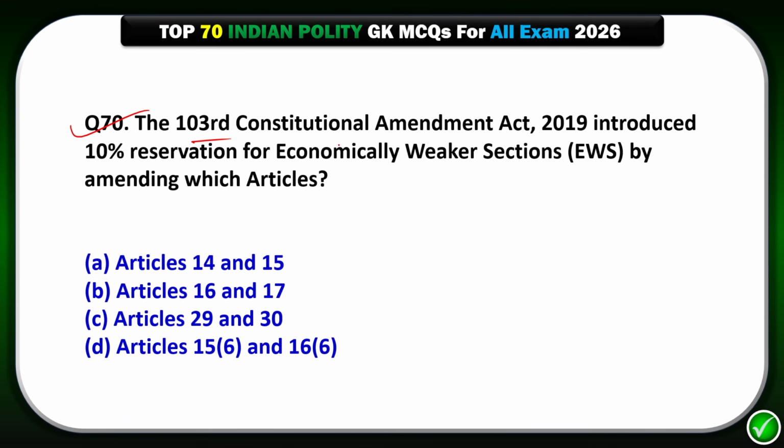70. The 103rd Constitutional Amendment Act 2019 introduced 10% reservation for economically weaker sections by amending which articles? Option number D, Article 15 subclause C and 16(6).